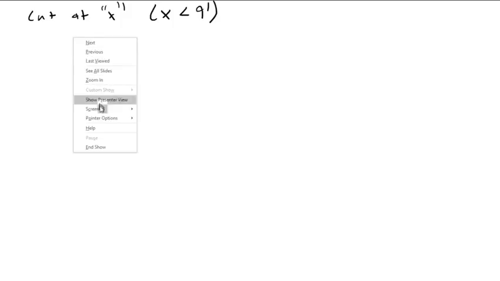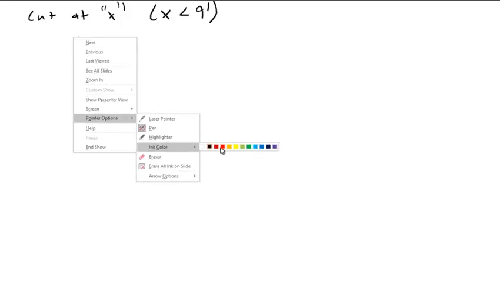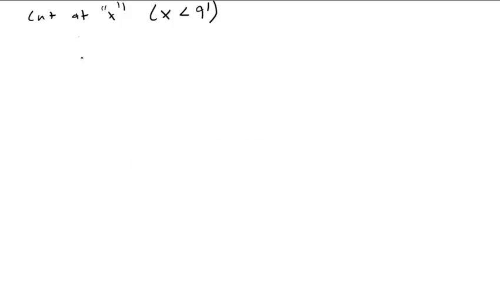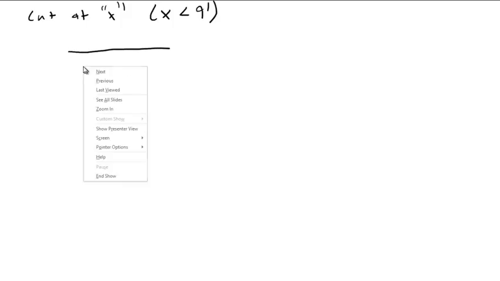Okay, so first I'm going to do a cut at x when x is less than 9 feet. I'm going to draw a free body diagram showing what this looks like when x is less than 9 feet. So let's consider that beam. Well, what would that look like?